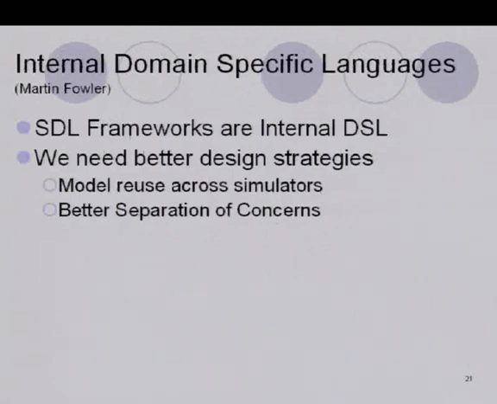So framework-based solutions, SDLs, are internal domain-specific languages. And the problem is that people are not viewing them that way from the hardware community. So we have that view, so we're trying to push the design of these DSLs in a cleaner fashion to have better model reuse and better separation of concerns.